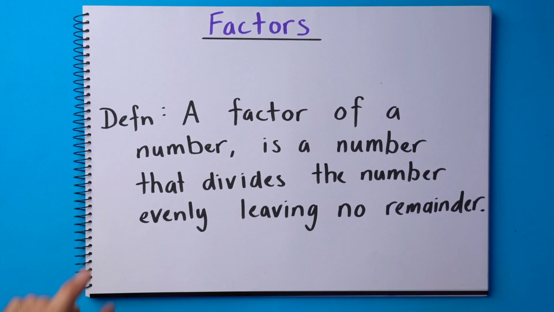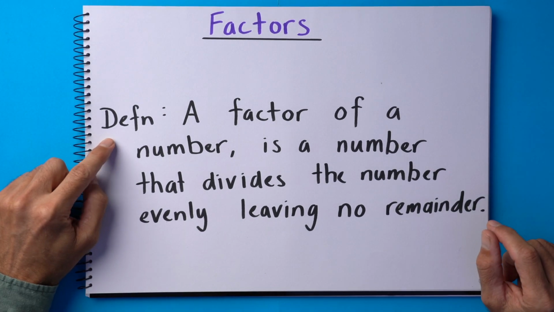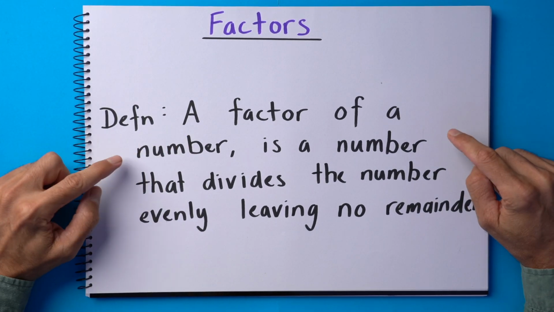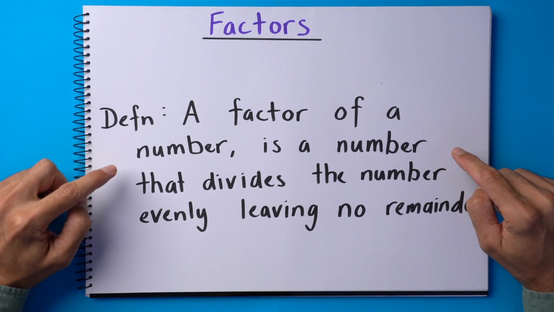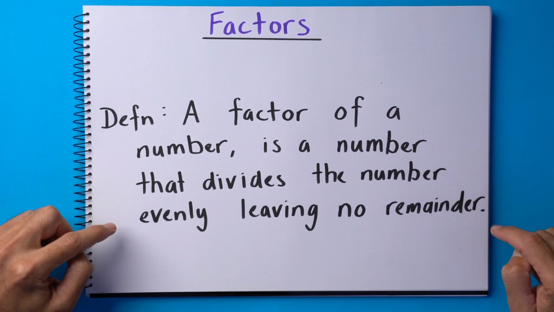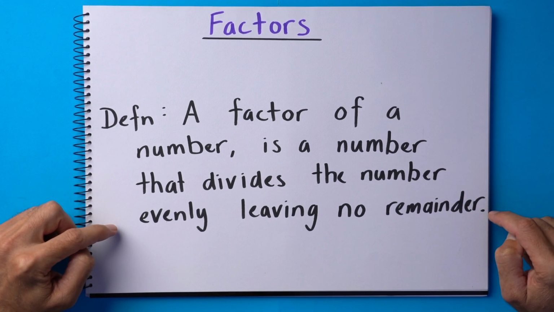In this video, we're going to be taking a look at factors. What's a factor, you might ask? Well, we're going to have a look at a definition, and we're also going to have a look at some examples, and then hopefully it's going to make some more sense. This is a definition for factors. A factor of a number is a number that divides the number evenly, leaving no remainder.